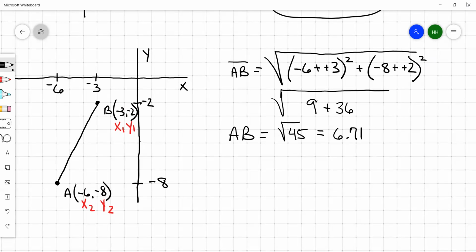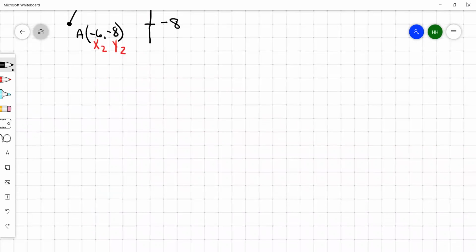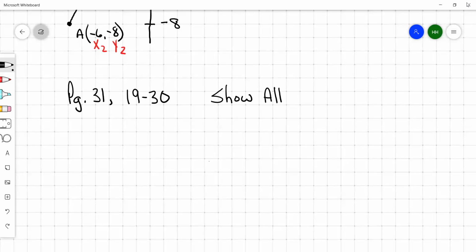All right, your assignment for today on page 31. Problems 19 through 30. Page 31, problems 19 through 30. Make sure that you show all your work. These are going in the basket when the bell rings.